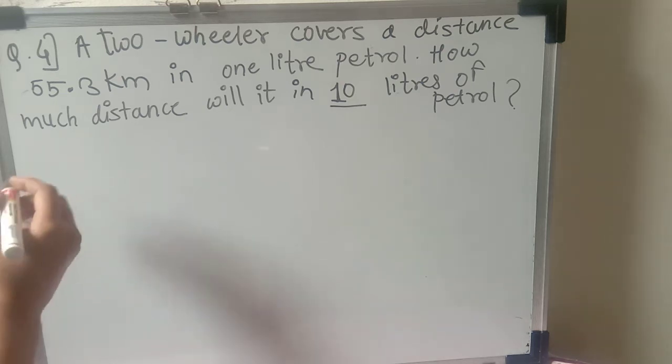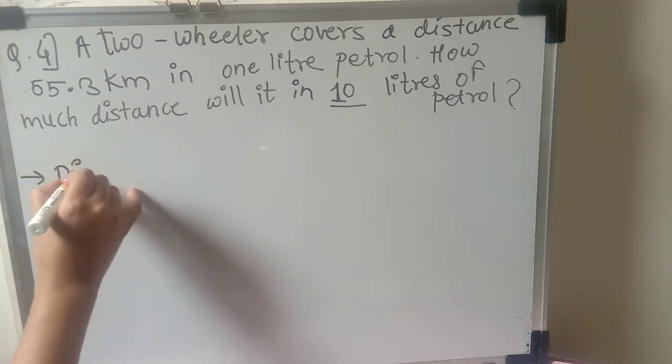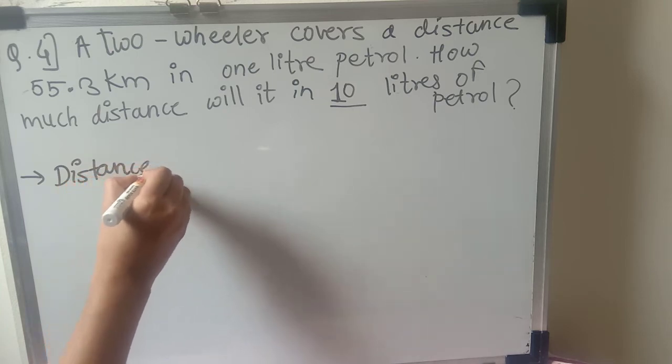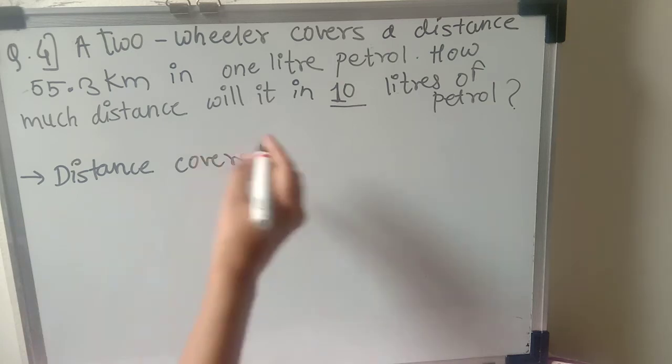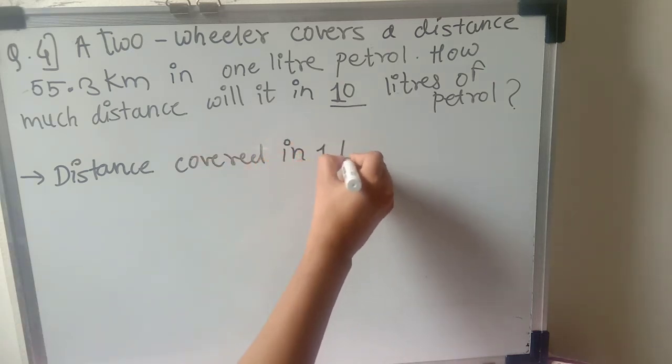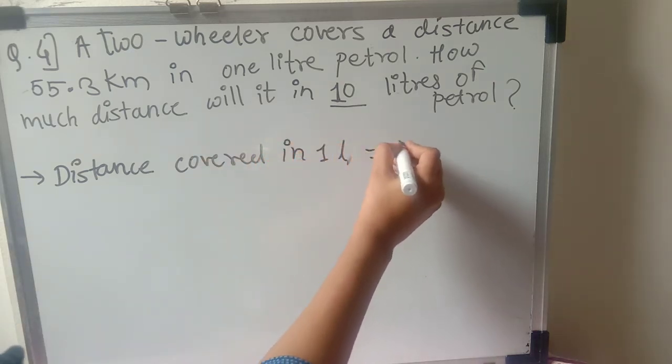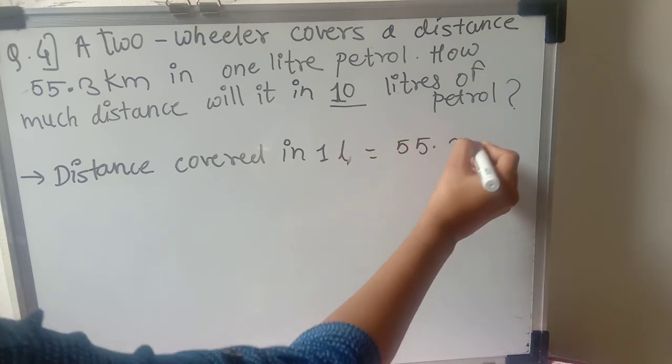So first we have to write distance covered in 1 liter. Okay, 1 liter, that is 50.3 kilometer.